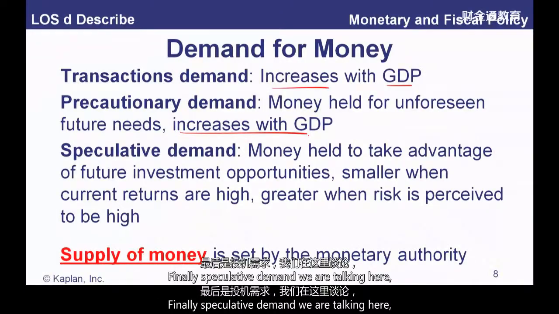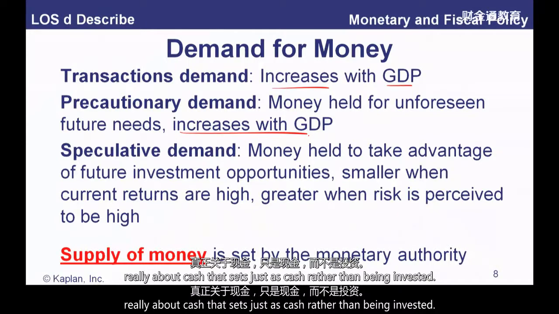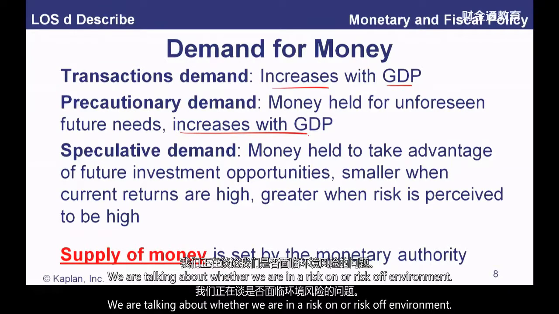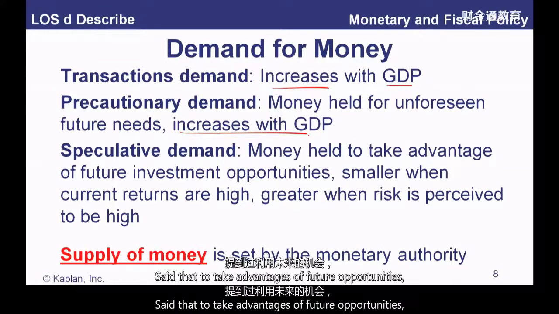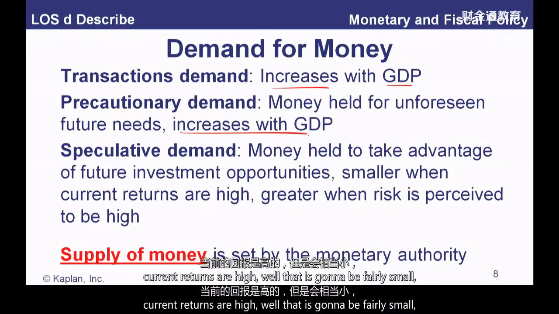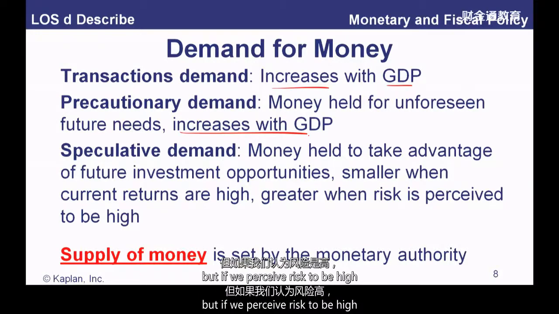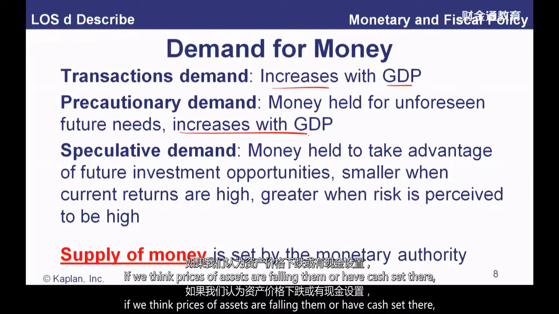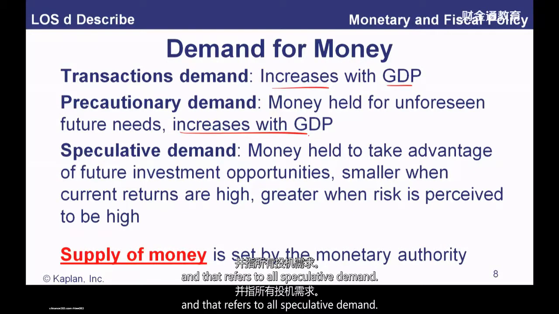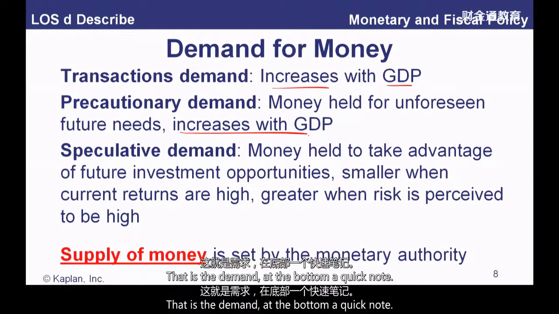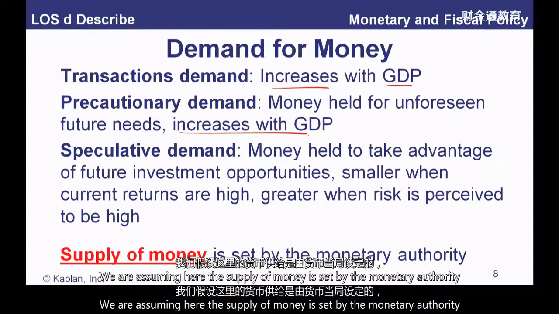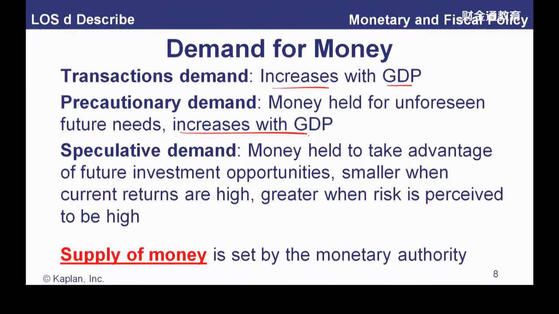Finally, speculative demand. We're talking here really about cash that sat just as cash rather than being invested. So we're talking about whether we're in a risk-on or risk-off environment. Sat there to take advantage of future opportunities. If current returns are high, well, that's going to be fairly small because everything is invested. But if we perceive risk to be high, if we think prices of assets are falling, then we'll have more cash sat there, and that's referred to as our speculative demand. That's the demand. At the bottom, a quick note. We're assuming here the supply of money is set by the monetary authority and hence is fixed.